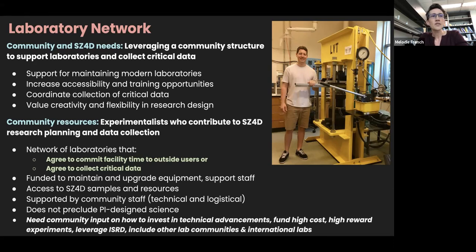There are other considerations for the experimental community that we would like feedback on in the breakouts and in the survey. Among them is whether this model would be helpful in other laboratory communities, including the analog experimental community, as well as the best avenue for including our international colleagues.